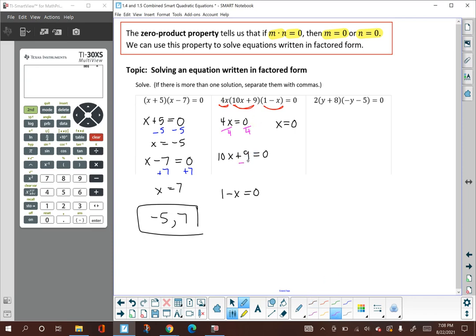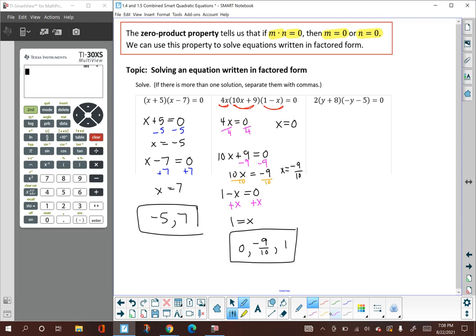For this next one, we would need to both subtract 9, and we also need to divide by 10. So we get x equals negative 9 tenths. And for this last one, I would probably think of it as adding x. You could subtract the 1, but then you'd have to also divide by negative 1. So if we think of it as adding the x, we get 1 equals x. So our list of solutions is 0, negative 9 tenths, and 1. The order that you type those solutions in does not matter. So if you put the 1 first, that would be okay.